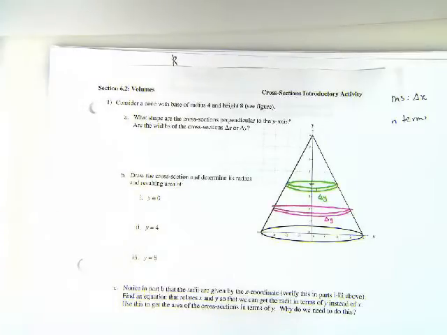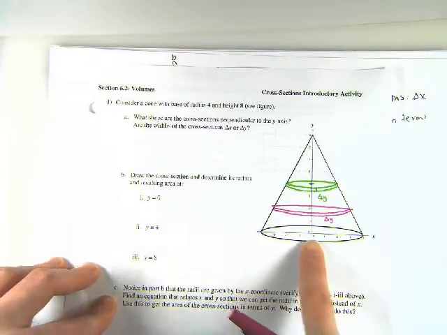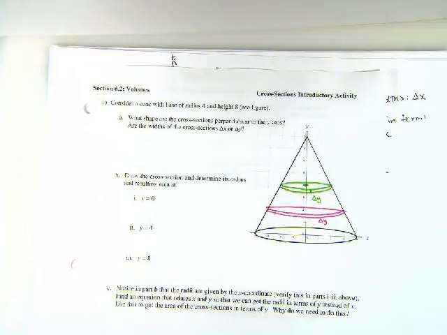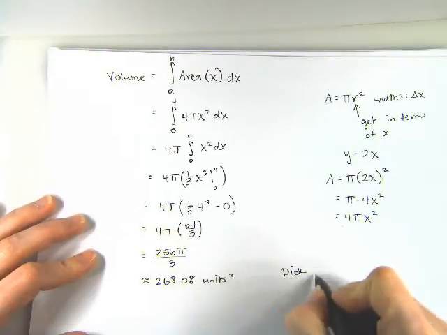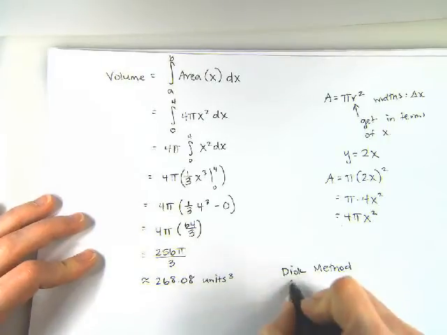A hollow cylinder? You mean like if this was not a cone and it was a hollow cylinder instead? If you drilled out part of the center, then when you do the cross sections, we would call those washers, and we'll actually do some where you have hollow parts. So right now we're just looking at shapes that are completely solid, and when that happens, we call this the disc method. Let me write that down. Because what we're creating, the cross sections, are solid discs.